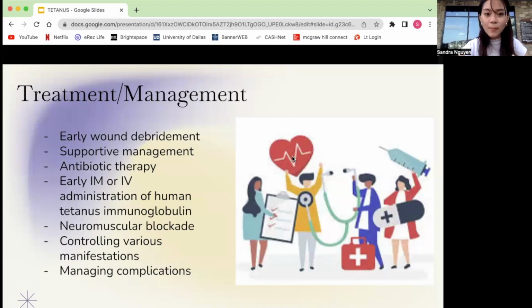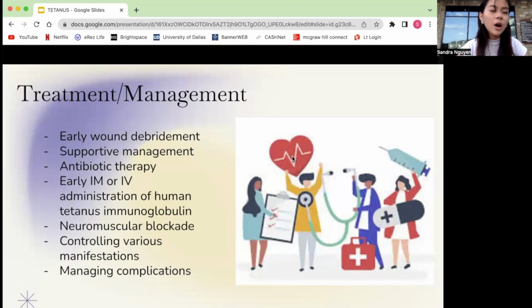So if a patient does come in and they do have tetanus, some of the things that the physician would do is early wound debridement, so cleaning out that wound really extensively early in the infection, and supportive management. So if the patient has a fever, just treating that with Tylenol, Motrin. If the patient is dehydrated, IV fluids. If the patient has tachycardia, fix that with some heart medication. Antibiotic therapy. Early intramuscular or intravenous administration of human tetanus immunoglobulins.